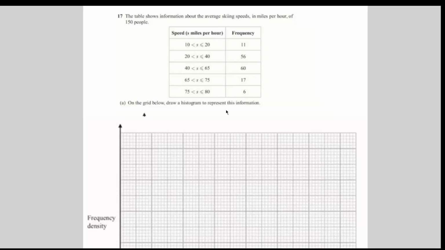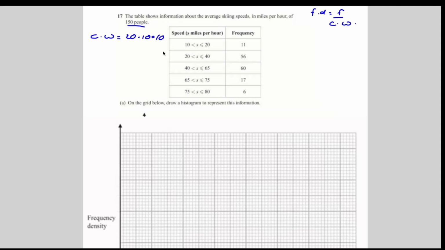Question 17. The table shows information about the average skiing speeds in miles per hour of 150 people. On the grid below, draw a histogram to represent this information. So this is a frequency density graph. To get the frequency density, we know that frequency density equals frequency over class width. How do we get class width? We need to get two class boundaries. In this case, 20 minus 10, then it is 10. That's how we get the class width.